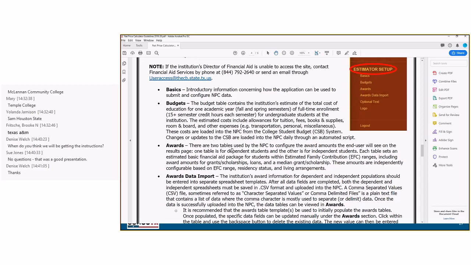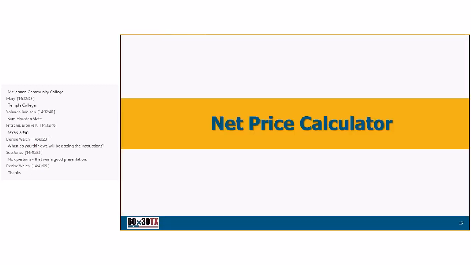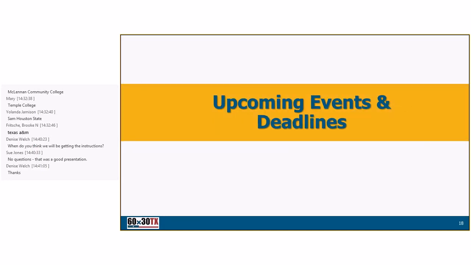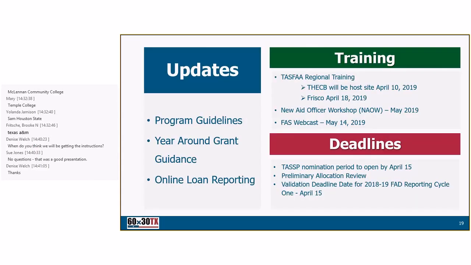All right, so if no one has anything else on net price, I'm going to keep going. Let me shift back. I'm almost to the end here. I do have a couple more things. So, upcoming events and deadlines. I like to go through things that have been sent out or things that are coming up.